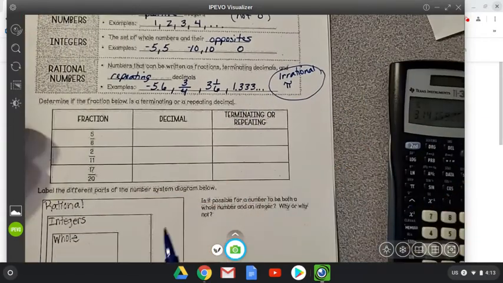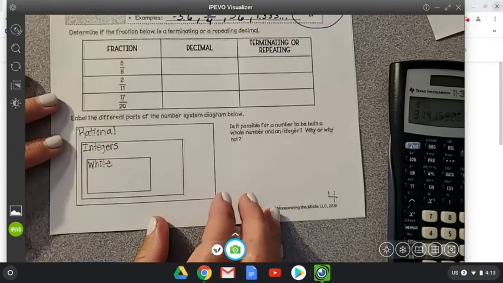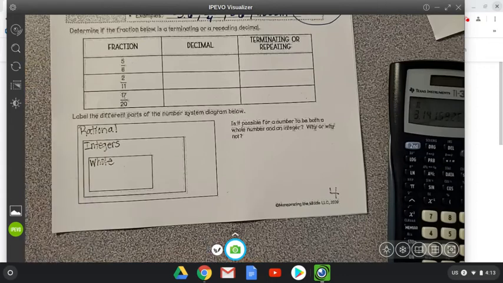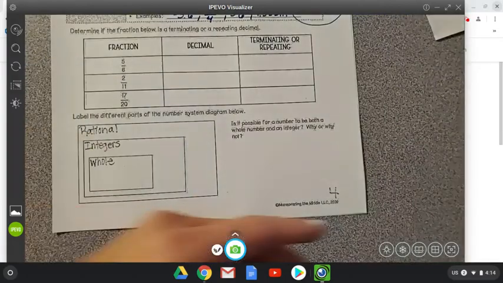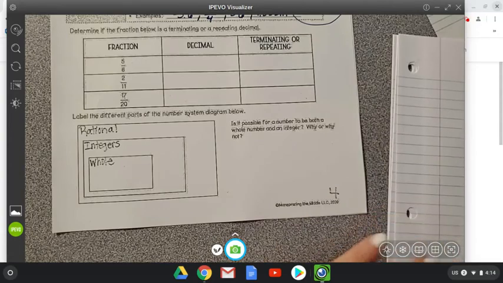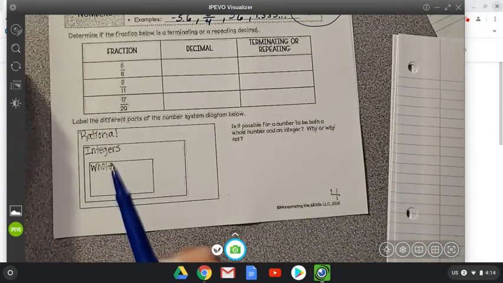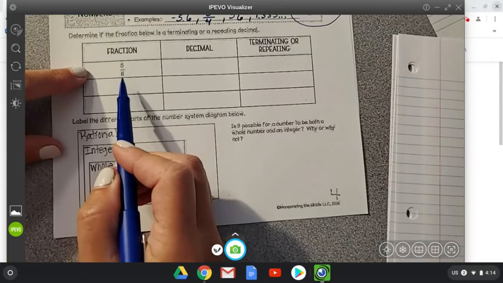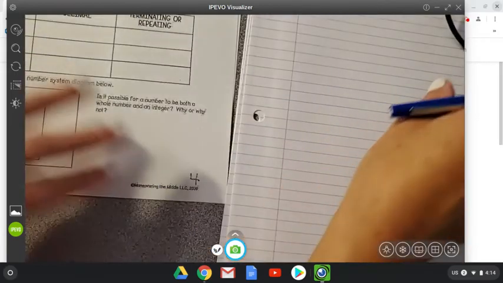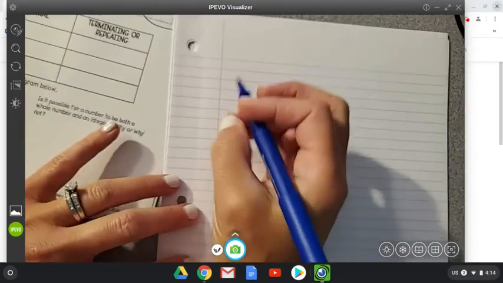All right, let's move on down to this next table. Determine if the fraction below is a terminating or a repeating decimal. Okay, and what we have to do for this is you will need some scrap paper probably to work this out with me because it's going to take a little bit of room and I don't want to write all over the place on this notes page. All right, so if I'm going to turn this fraction 5/6 into a decimal, I need to divide, okay? So this should be a bit of a review, but also more practice.